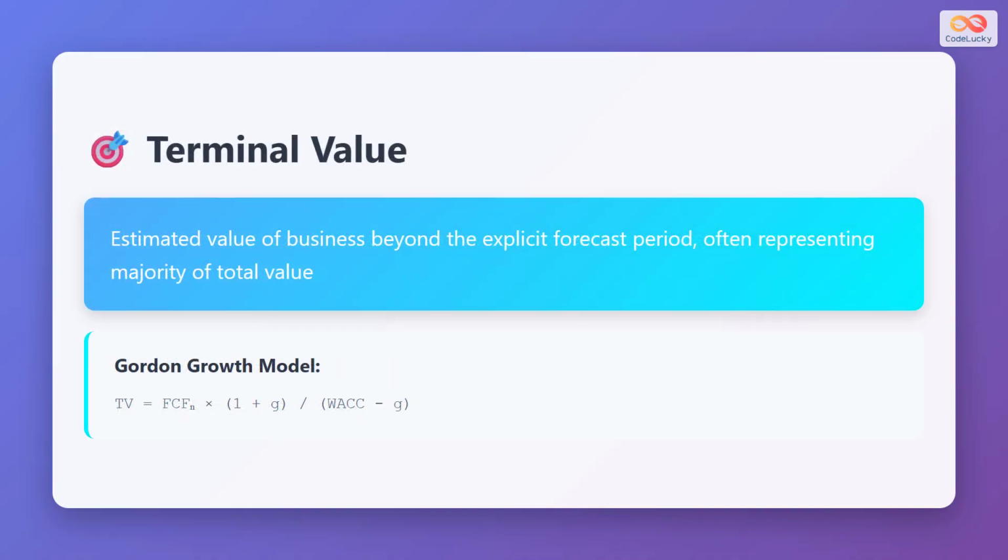Terminal value represents the estimated value of a business beyond the explicit forecast period. This is important because we can't forecast cash flows forever with precision. Often, terminal value represents the majority of the total company value. One common method to calculate it is the Gordon growth model, which takes the final year's free cash flow, multiplies it by 1 plus the growth rate, and divides by the difference between WACC and the growth rate.